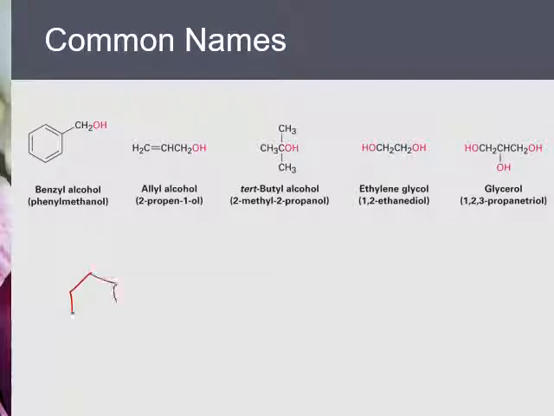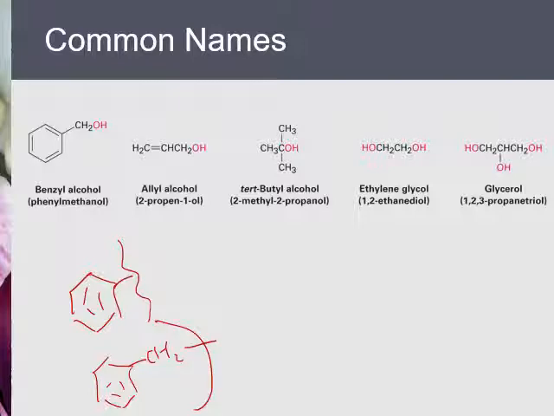Remember, benzene as a substituent is called phenyl, and benzene with a methyl as a substituent is called benzyl, so this is called benzyl alcohol. This carbon connected to a double bond is called an allylic carbon, and this is called allyl alcohol. Here is a tertiary carbon with 4 carbons, so this is called tertiary butyl alcohol.